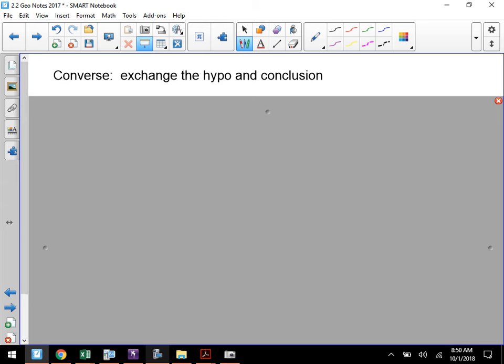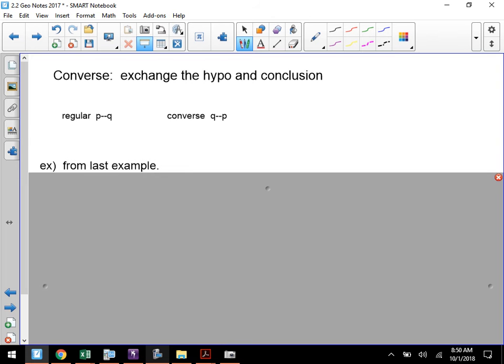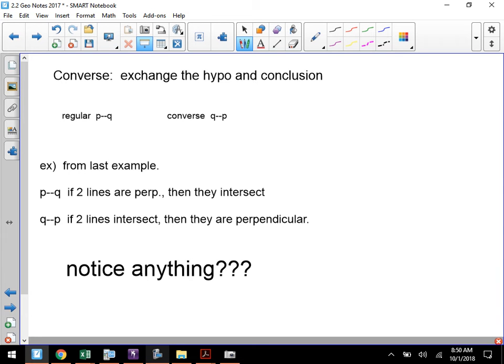So we have conditional, P implies Q. The converse is Q implies P. So like we just did from last step. If two lines are perpendicular, then they intersect. If two lines intersect, then they are perpendicular. That's kind of what you were saying a second ago, but we agreed that yours wasn't necessarily true. Okay. Lines that intersect don't have to be perpendicular.